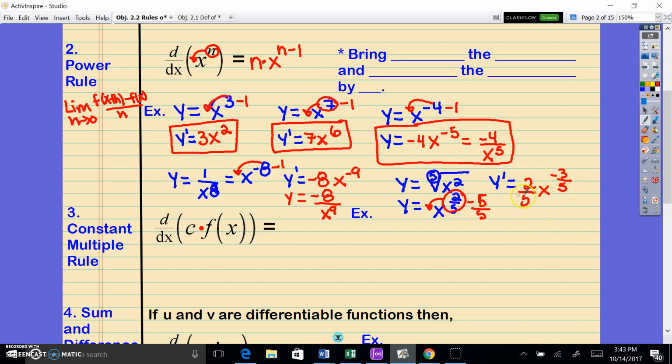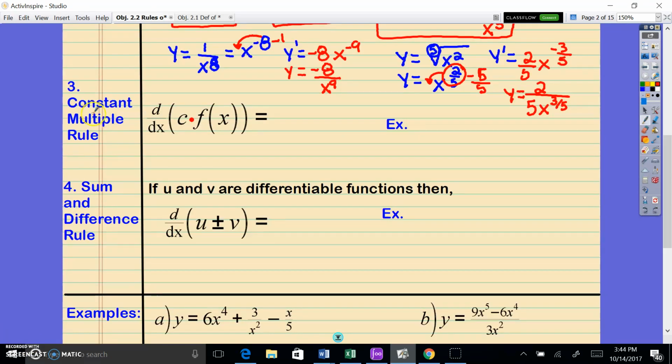This is a good answer, but if it's multiple choice, more than likely you are not going to see it like this. You're going to see a 2 upstairs, a 5 downstairs, and the x, because of the negative exponent, also downstairs, but now with a positive 3/5 as your power. So the power rule is very, very simple, but I do see people making a lot of mistakes when there's negatives involved, when there's radicals involved. So as long as you're very careful, you should be fine.